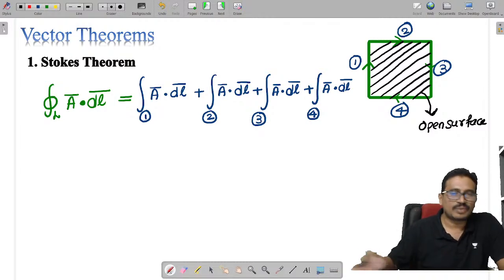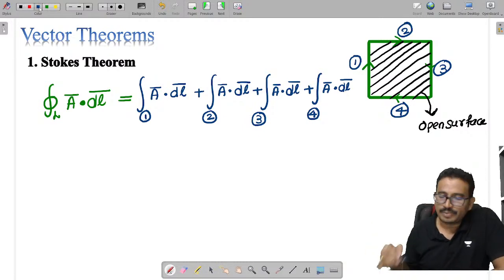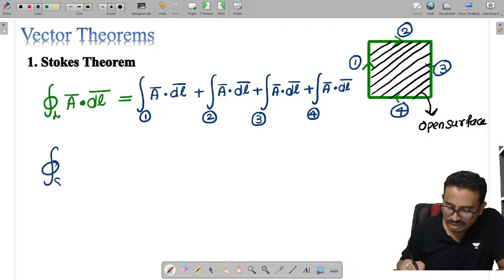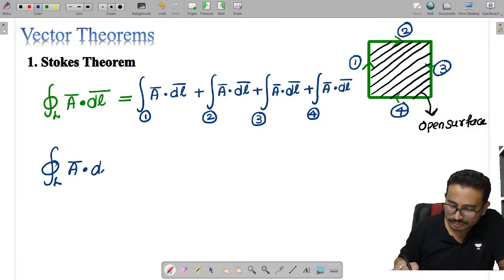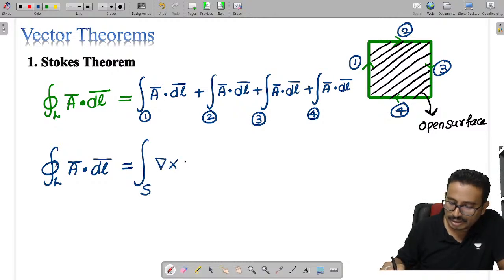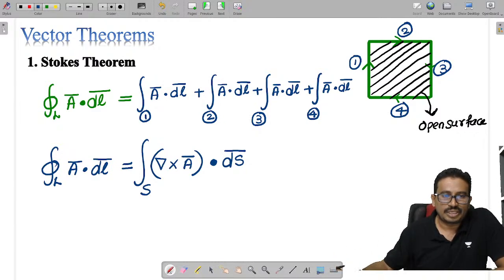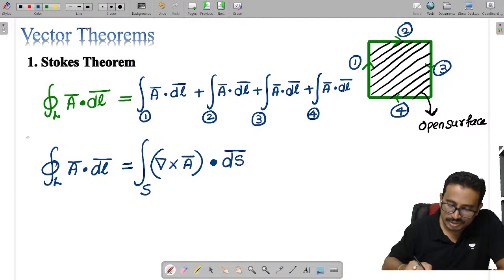This closed line will form an open surface. Based upon that property, I am converting this closed line integral into an open surface integral. So the closed line integral of A dot dl is equal to the open surface integration of del cross A dot ds. Is it fine, all of you? Closed line integral of A dot dl is equal to the open surface integral of del cross A dot ds. This is the Stokes theorem.